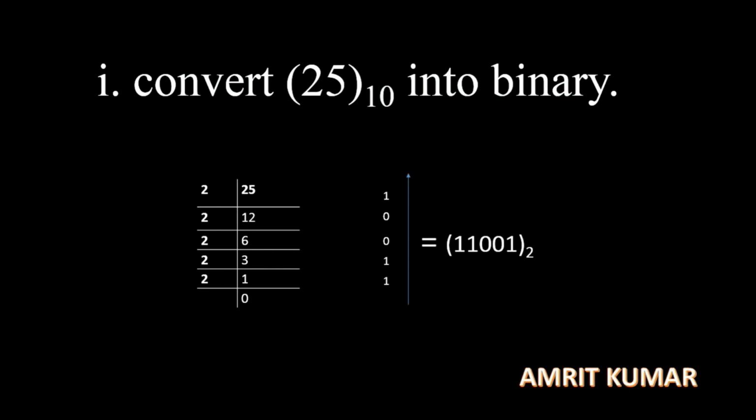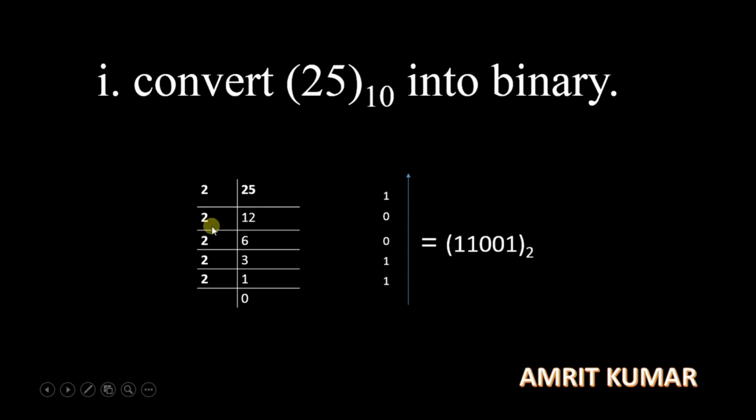I have to convert 25 as a decimal number into the binary number system. This is a decimal number because its base is 10, and we have to convert it into binary. Here we have the number 25. For the integer part, we have learned that we have to divide it by the base of binary, that is 2. So 25 divided by 2 gives us the quotient 12 and the remainder 1.